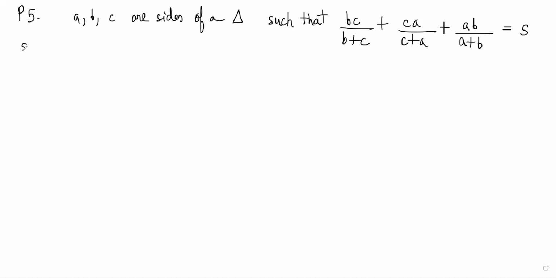Where S is the semi-perimeter. Okay, we have to prove that the triangle is equilateral.